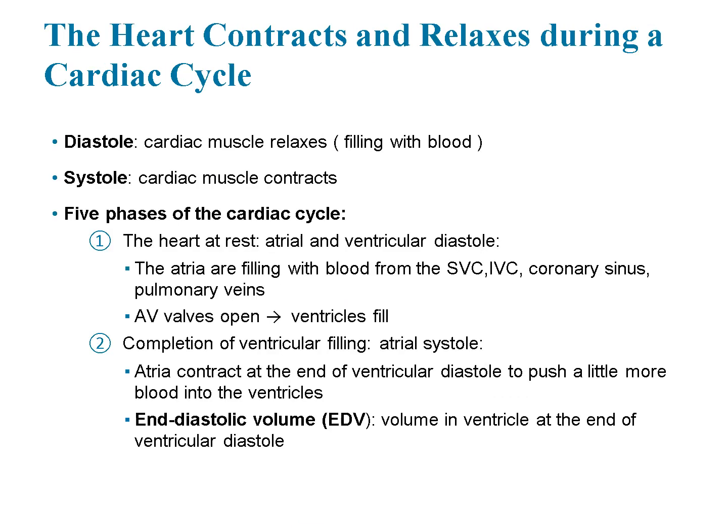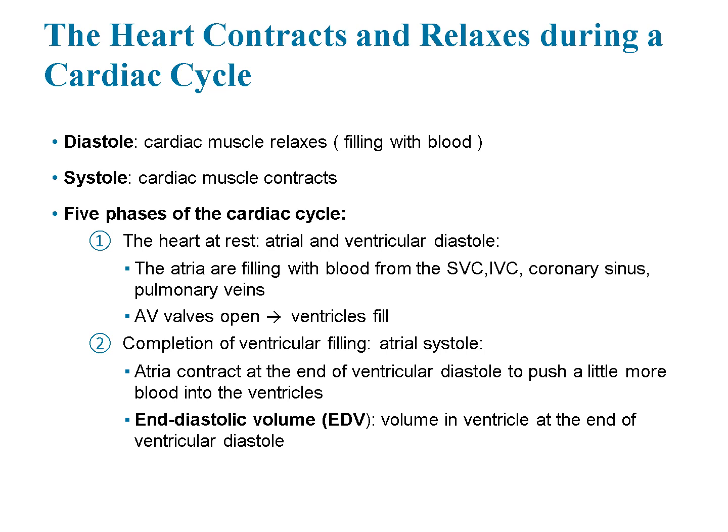The cardiac cycle refers to the sequence of events that occur during one complete heartbeat, involving periods of relaxation and contraction of the heart muscle. During diastole, the cardiac muscle relaxes, allowing the heart chambers to fill with blood. In contrast, during systole, the cardiac muscle contracts, propelling blood into circulation.